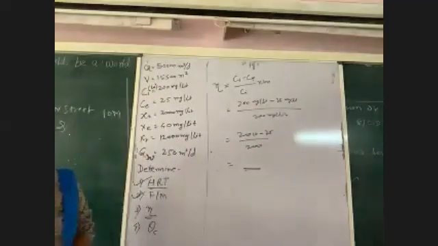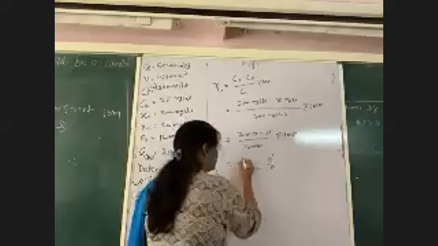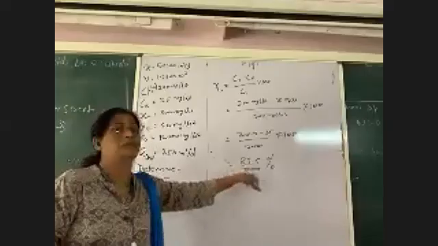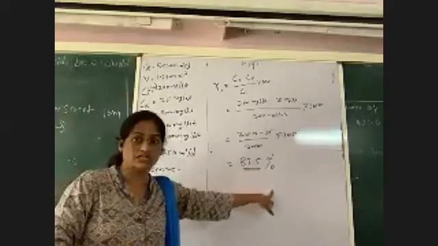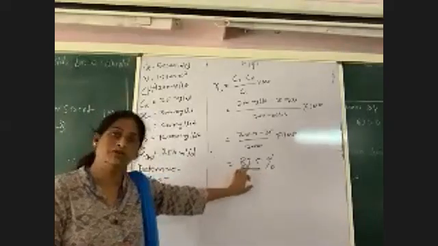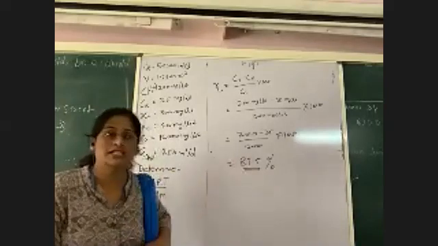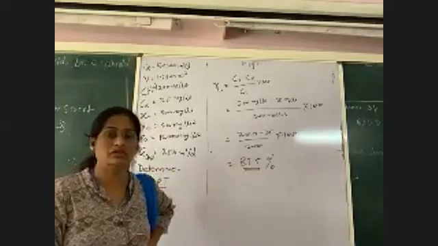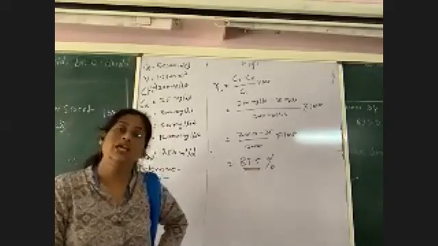200 minus 25, multiplied by 100, 87.5 percent. What is the efficiency of your aeration tank to remove the BOD? It is 87.5%. It will remove the 87.5% of BOD and remaining will go towards the effluent.